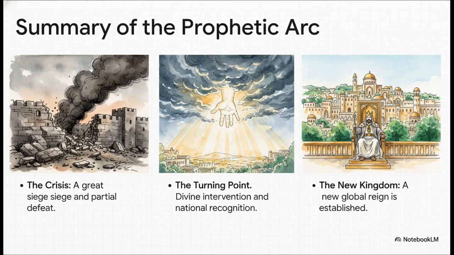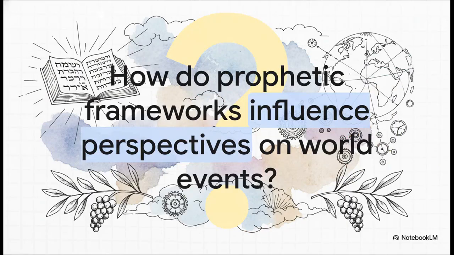So if we just take a step back and look at the whole thing, you can see this really clear narrative arc. It pretty much follows a classic 3-act structure, doesn't it? You've got a deep crisis, then a dramatic turning point that's driven by divine intervention, and finally, the establishment of this new global kingdom. It's a complete story, moving from total conflict to a final resolution. And that is the sequence as it's laid out in the book of Zechariah.